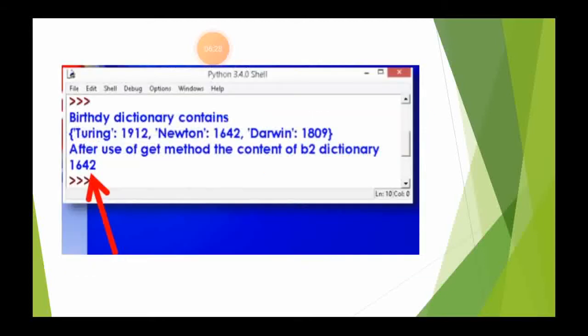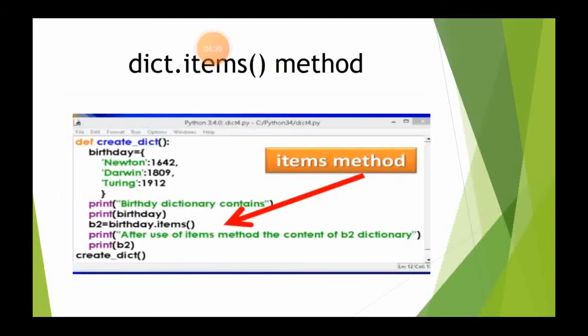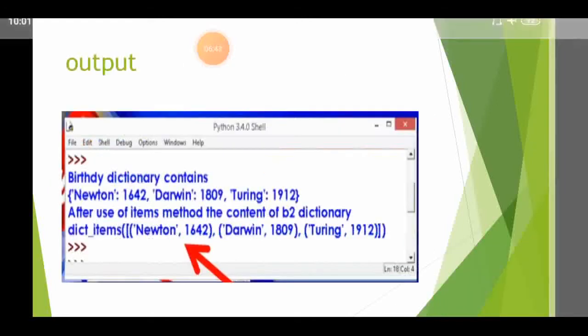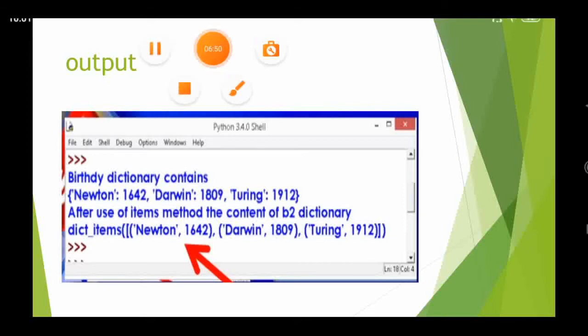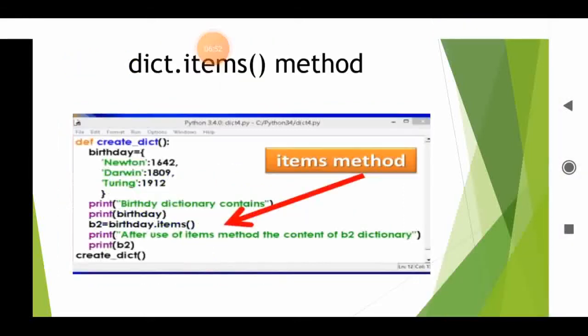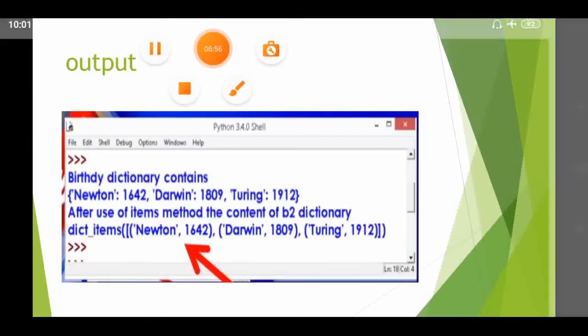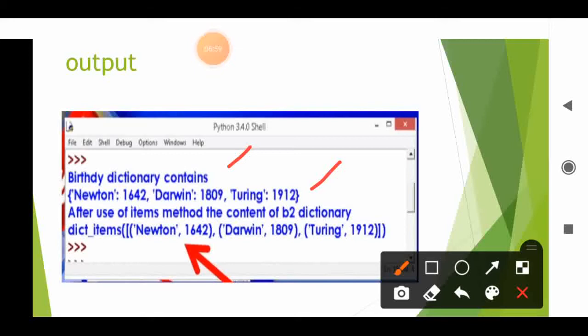Okay, the next method is the items method. Here we have used the same dictionary name, birthday. So the same function birthday equal to, first the compiler will read the function header, then the control will pass to the print statement, print birthday dictionary contains. So this statement will print the first function output. Have you checked here? Okay, the next one is print birthday. Now it will print the dictionary value.